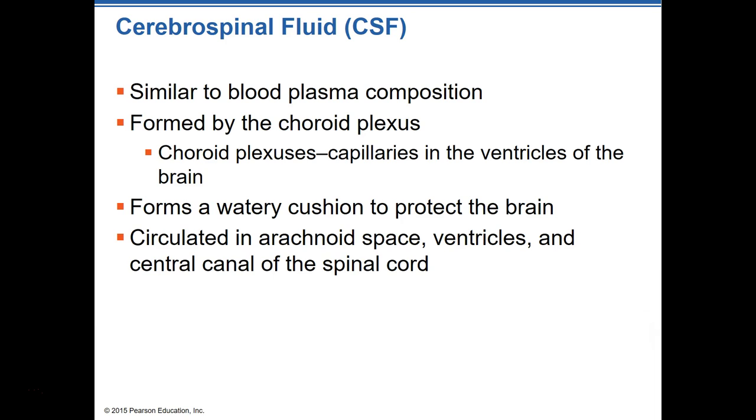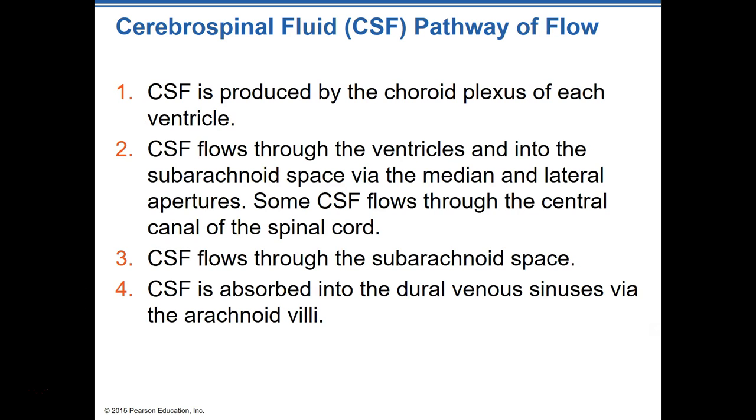Another protective barrier is the cerebral spinal fluid. It has the composition of blood plasma. It's formed by the choroid plexus in the brain and the ventricles of the brain. This watery cushion protects the brain, and it's circulated in that arachnoid space, that spider web space. There's some in the ventricles in the brain and the central canal in the spinal cord. There's a canal that runs the length of the spinal cord that has this running through it. And it's just another layer of protection.